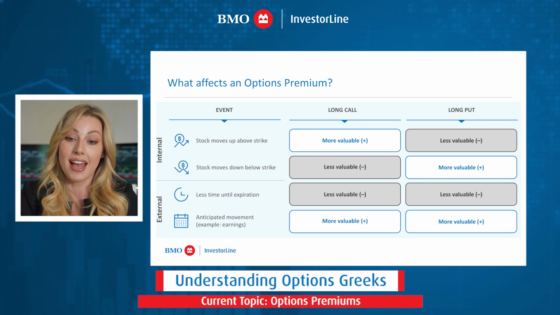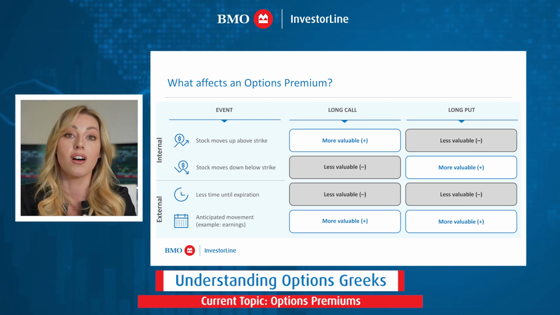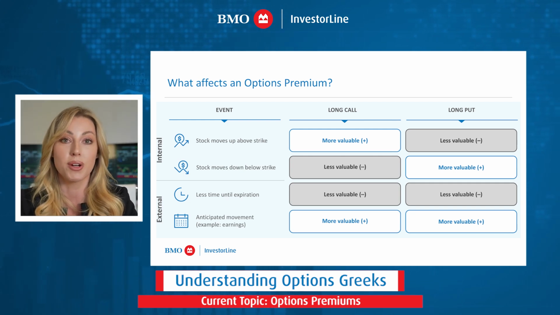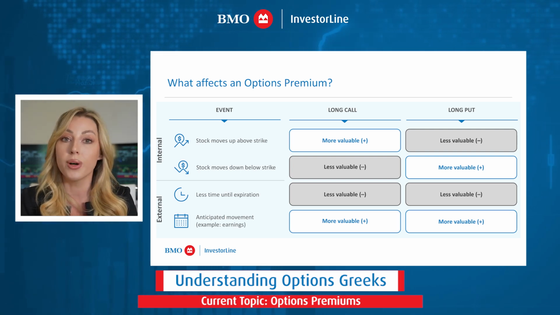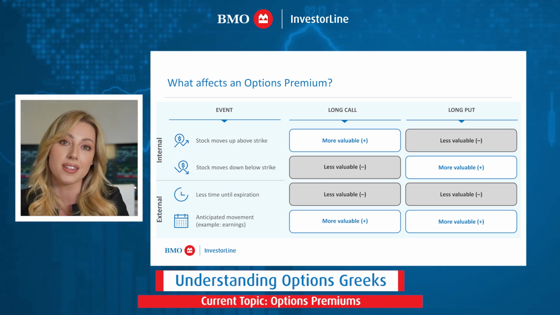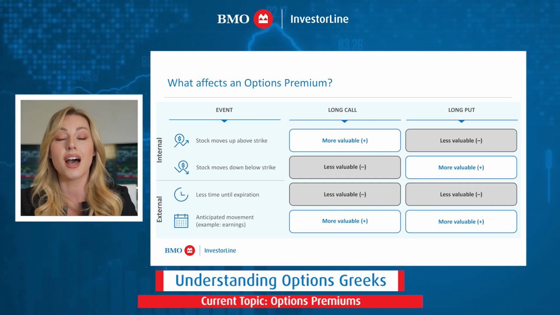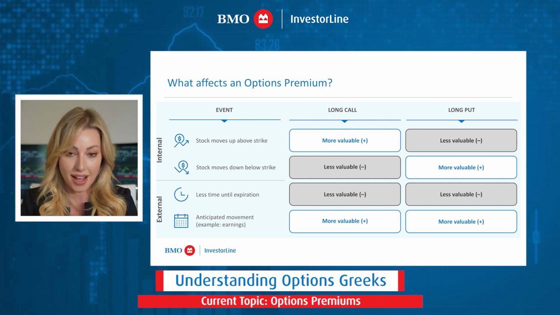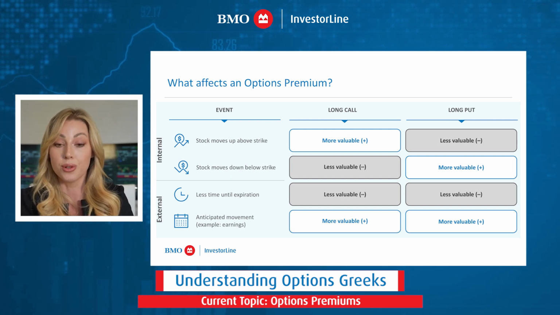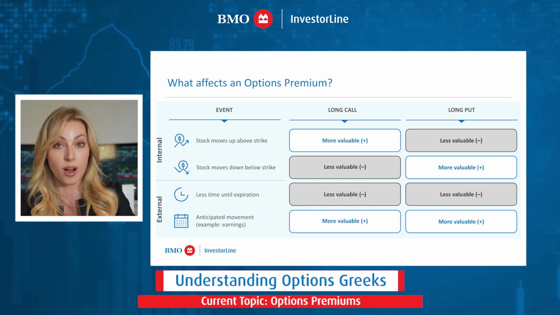So first event, and we're looking at this versus a long call and a long put. So again, that terminology. When we hear the word long, I want you to think purchase, and then call or put just tells me the right to buy or the right to sell. So a long call means I've purchased the right to buy. Long put, I have purchased the right to sell. That simple.